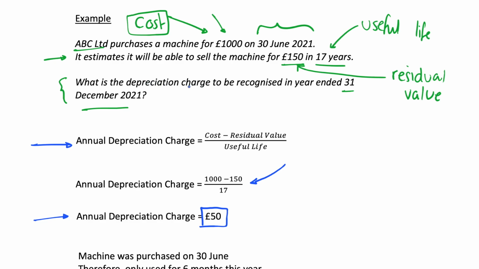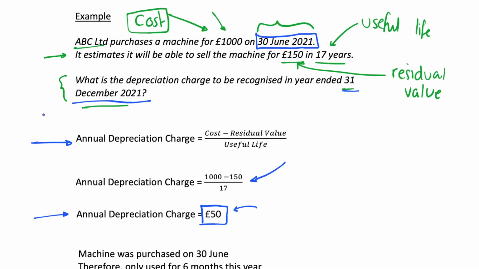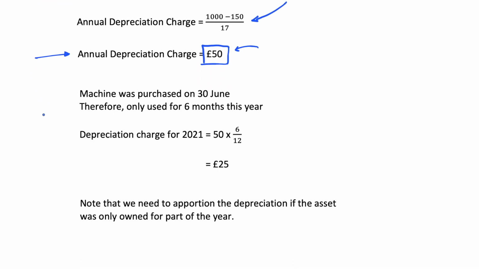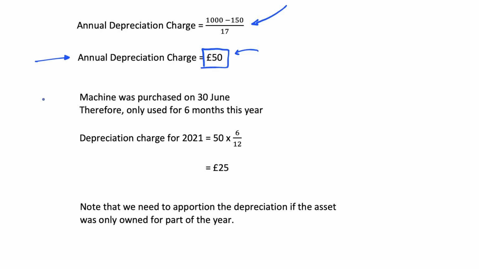What it's asking is, what is the depreciation charge to be recognised in the year ended 31st of December 2021? And this is where we can get caught out, because we think, okay, every year we have a £50 depreciation charge. But if we look closely, we have purchased this machine on the 30th of June 2021. And in a previous video we said that we are going to be charging depreciation only for the months that our asset is available for use. We didn't buy this machine at the start of this year, we bought it halfway through the year. So that's what this working here has said. The machine was purchased on the 30th of June, so we've only used it for 6 months.